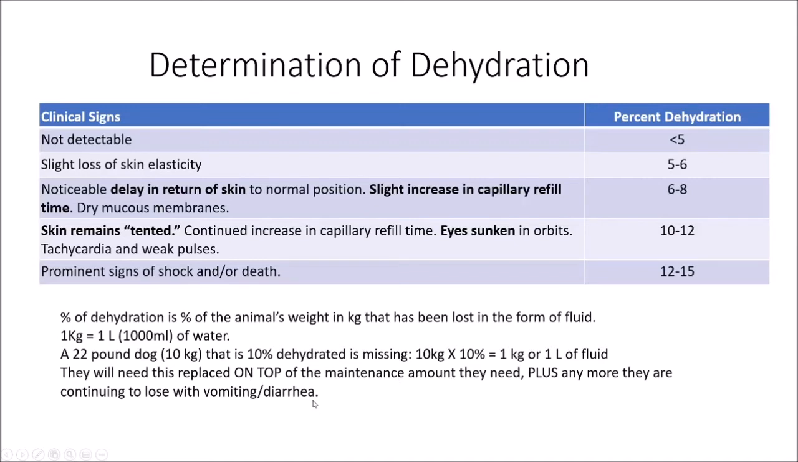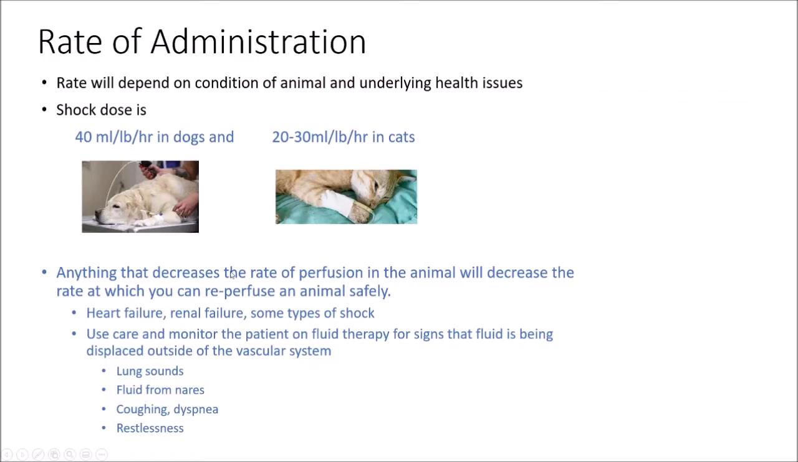The rate of administration is going to depend on the condition of the animal and any underlying health issues. So if we're putting fluid in, we need to make sure that it's going to be able to move throughout their body. A shock dose, so the most we want to give them, would be 40 mils per pound per hour in dogs and 23 mils per pound per hour in cats.